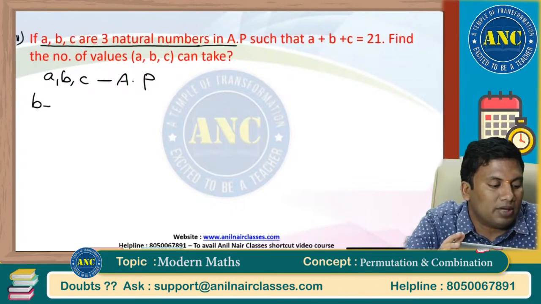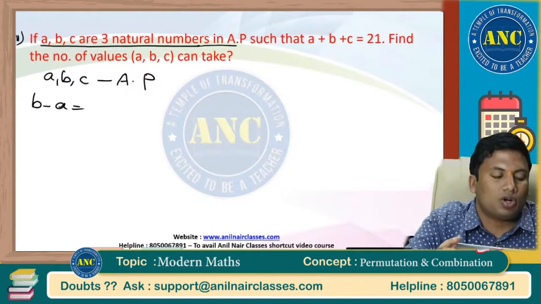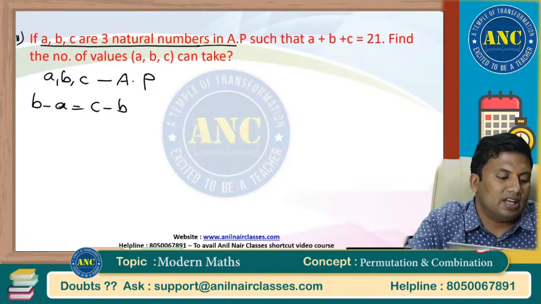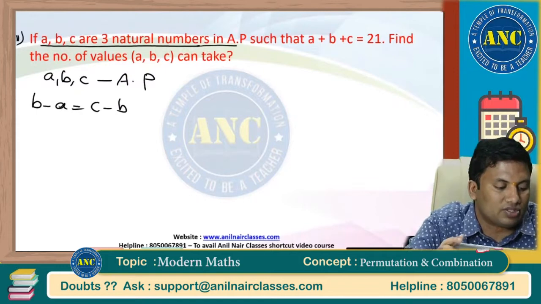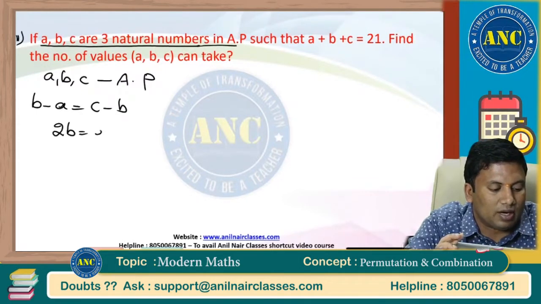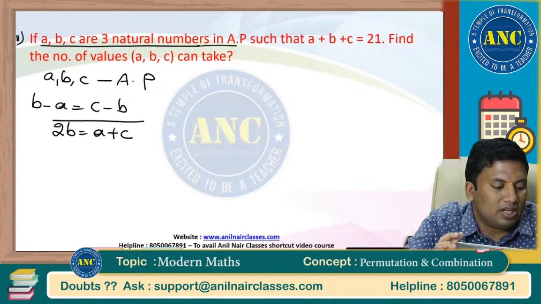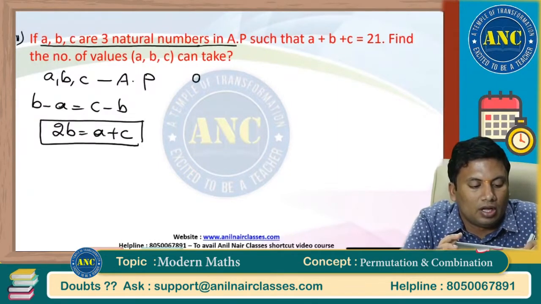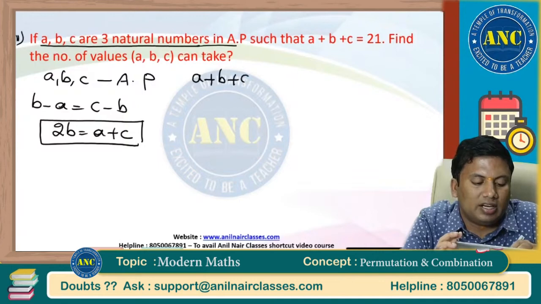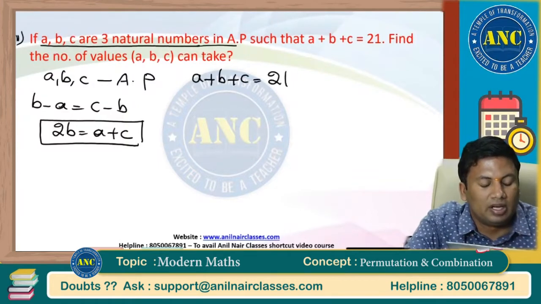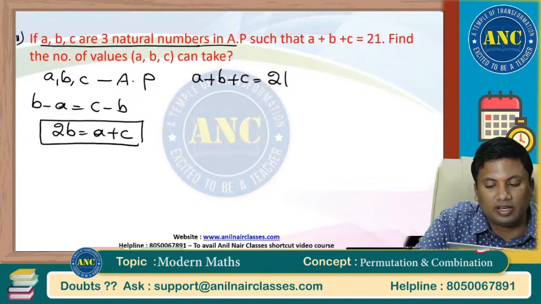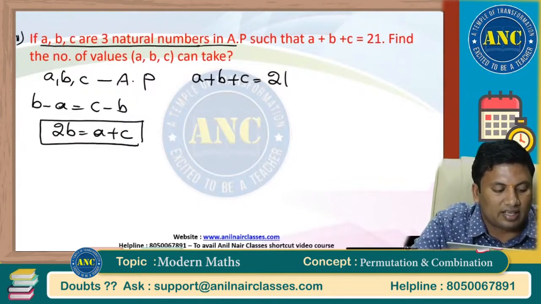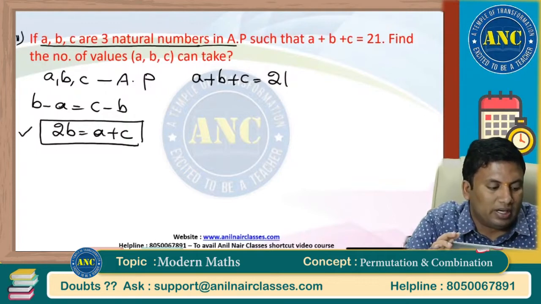Arithmetic progression means the difference between two consecutive values will be the same. So B minus A is equivalent to C minus B. 2B is equivalent to A plus C, where B is also called the arithmetic mean of A and C. A plus B plus C is 21, which is given in the question, and A plus C is 2B, which we know.